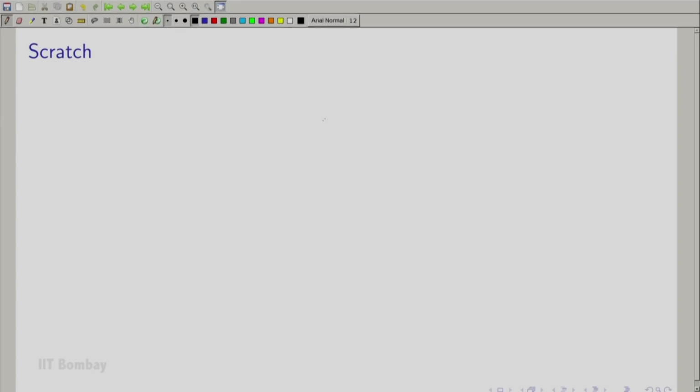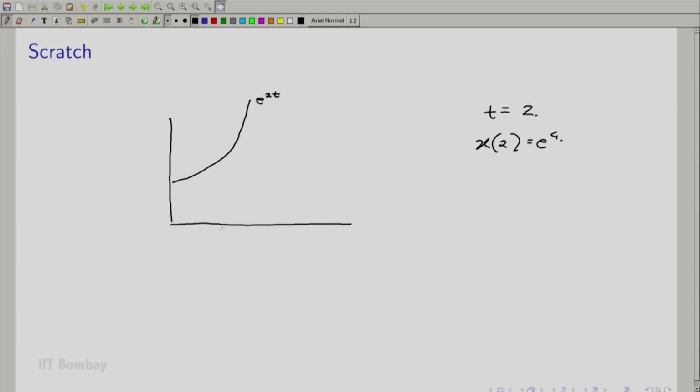Yeah, I understand that this might confuse a lot of students. So we now take the example of an exponential which Ashwit talked about in a previous video. Consider e power 2t. So we plot e power 2t here, and this is the function e power 2t. Consider when t is equal to 2, the function is x of t, so x of 2 will be equal to e power 4. So we plot t equal to 2 here, this is the t axis. So e power 4 lies somewhere here.